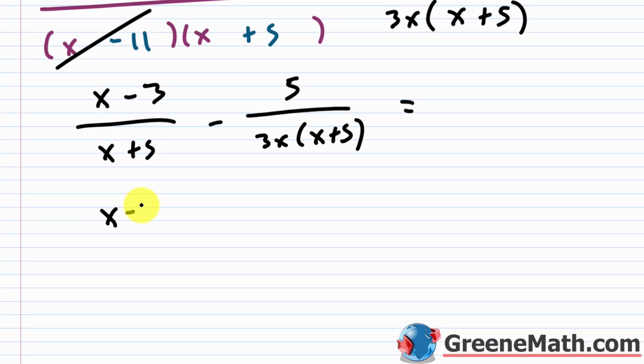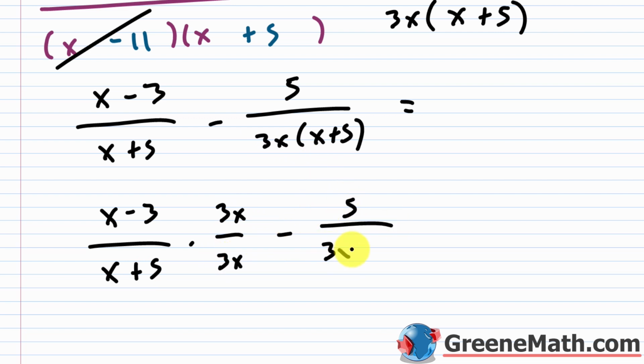I'm going to say this x minus 3, and let me just show this the long way so nobody gets confused, over x plus 5, and then times, what do I need to make this denominator into the LCD? I need the 3x. So 3x over 3x, and then minus, you have the 5 over the 3x times the quantity x plus 5. Let me actually wrap these to make them crystal clear what we're doing, like that.